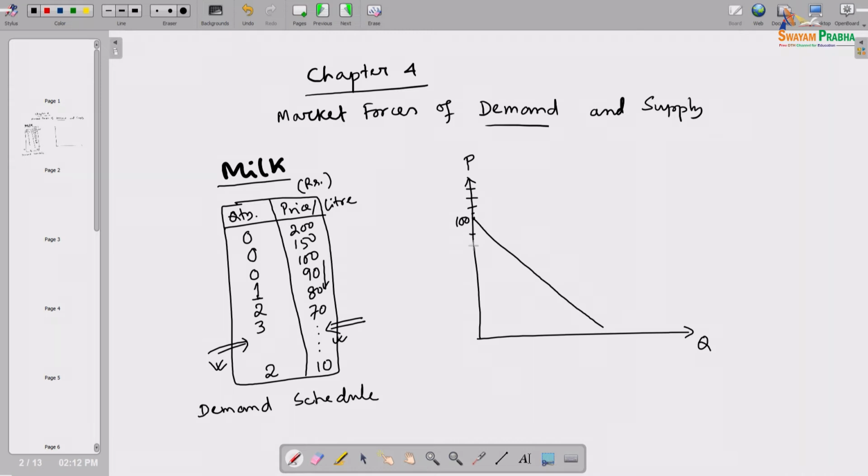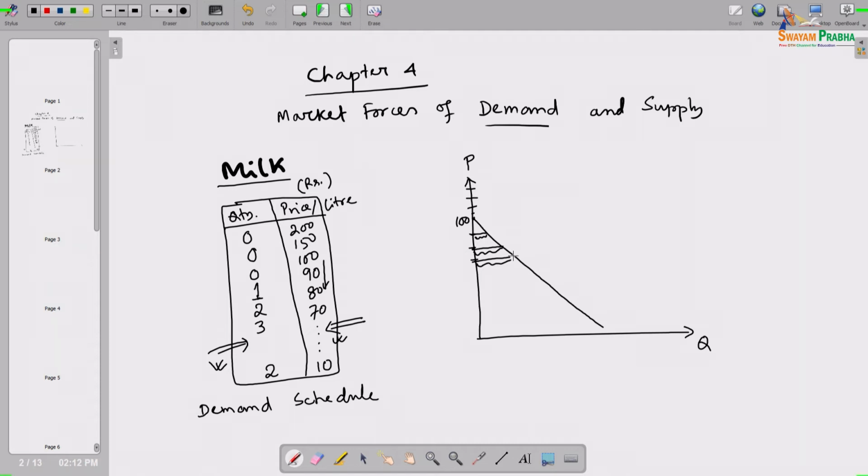Now, suppose this is 90, this is 80, this is 70 and so on, and it is increasing. When it is 90, this is 1 unit, when it is 80, this is 2 units, when it is 70, this is 3 units and so on. In that way we are getting a downward sloping demand curve. It may be a straight line, it may not be a straight line. Let me clarify one thing.